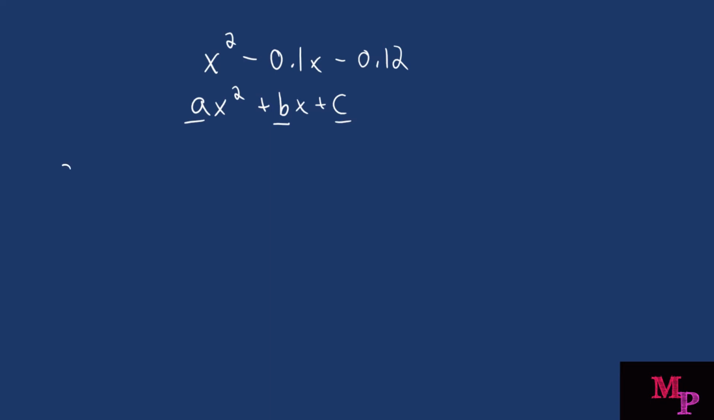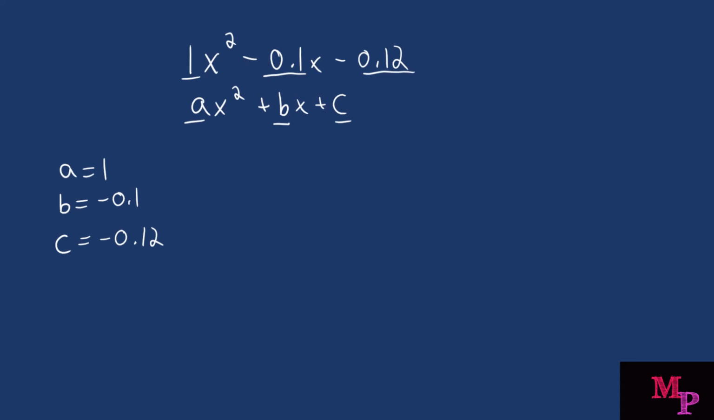So in this example, a is 1. Even though there's not a number there, you can assume that 1 is in front of x squared. b is negative 0.1 because that is the coefficient for x. And c is negative 0.12 because that is the constant.